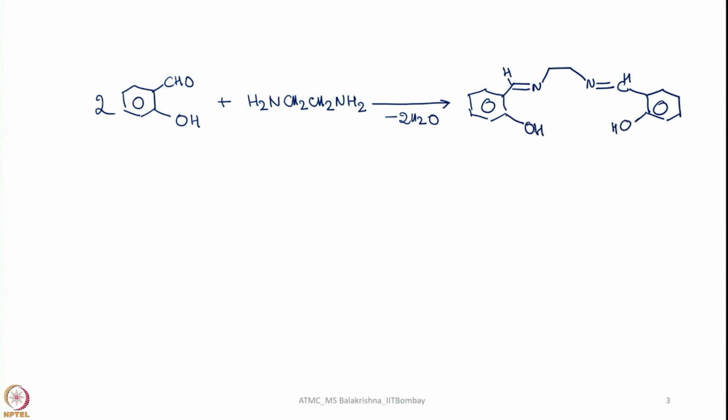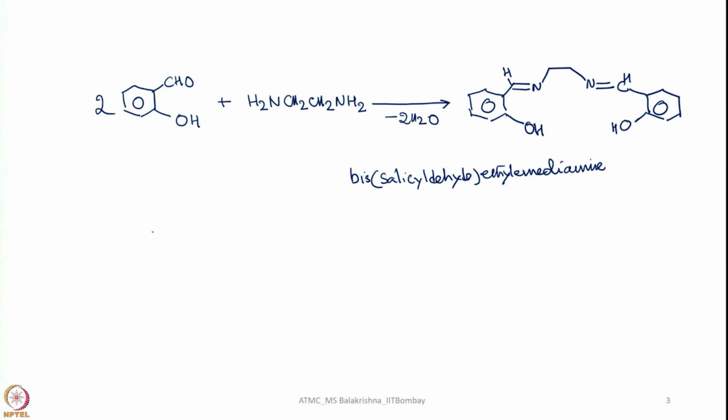So, if you remove this hydrogen, it becomes a dianionic tetradentate ligand. This is bis diamine. We know the general method of preparation. We can make a variety of bis imine complexes or Schiff bases.